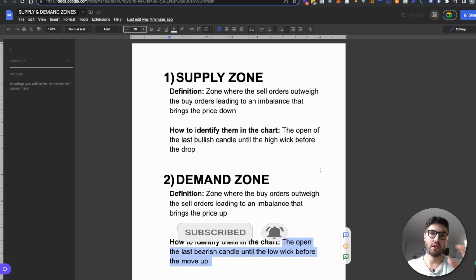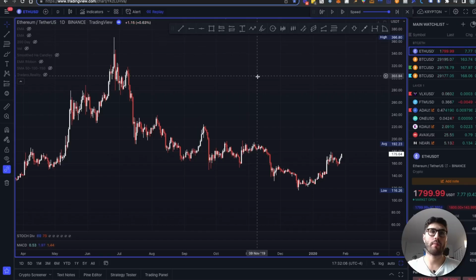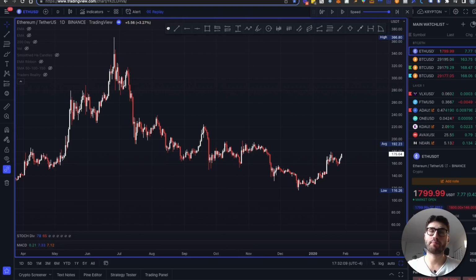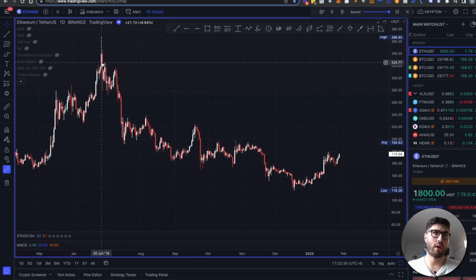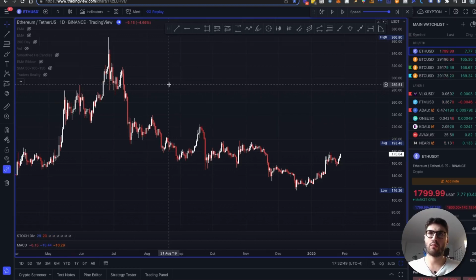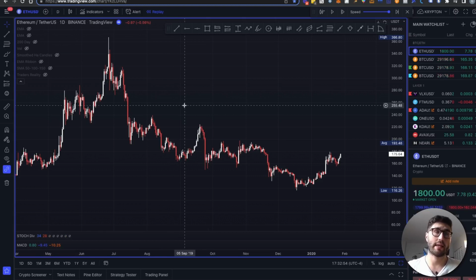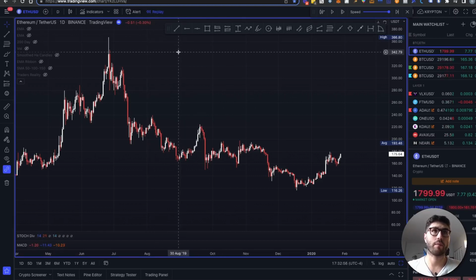All right, so let's go to the chart so I can show you how you can easily spot and identify supply and demand zones. We have this Ethereum chart, and I'm using the replay bar tool and I went back to June of 2019. This allows you to go back in time so you can backtest your strategy, and you can also draw supply and demand zones, so you can actually do exercises with previous historical price action. Pretty cool, and you can use it right here.